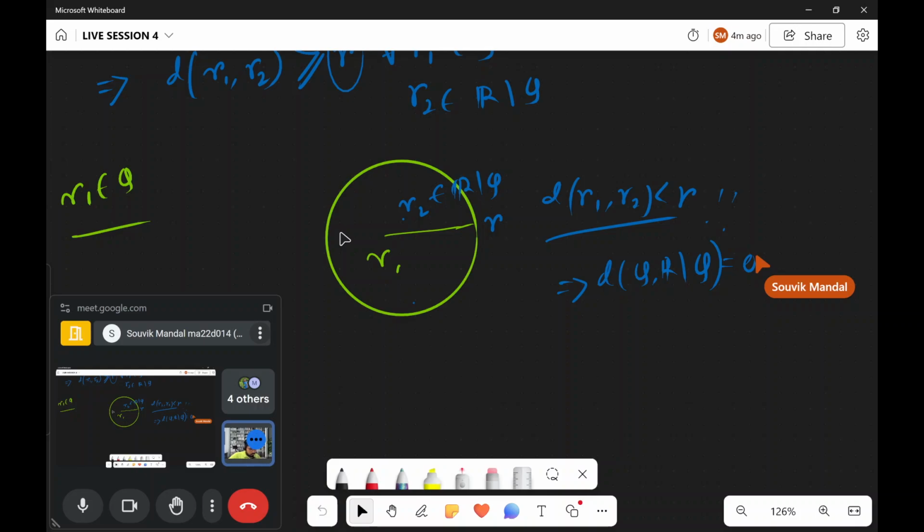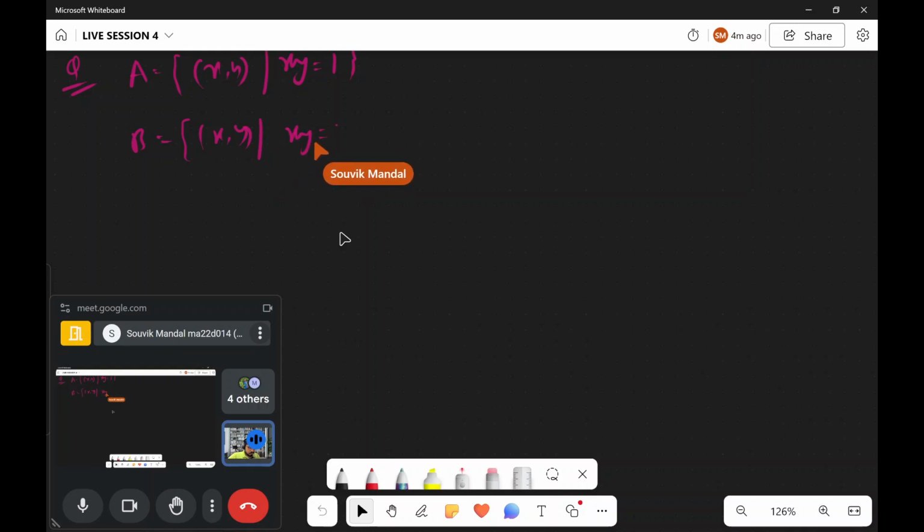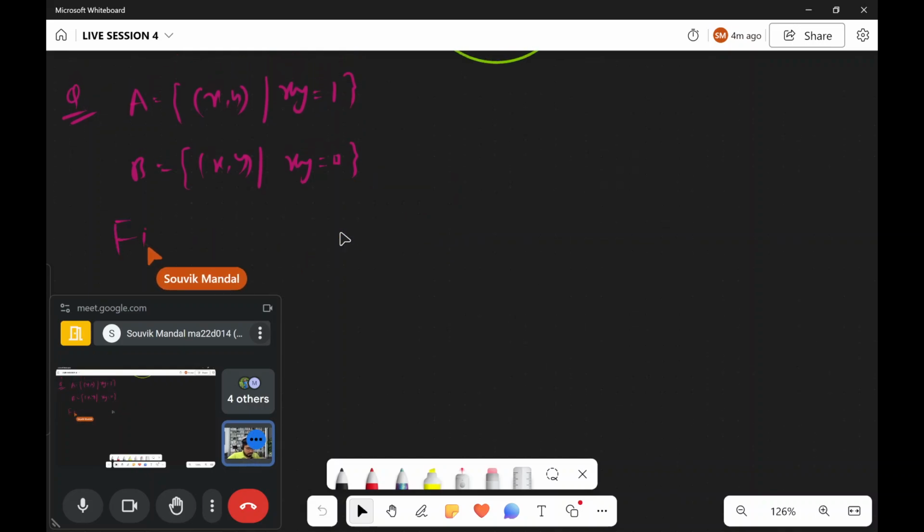So now the following question. Suppose A is the rectangular hyperbola, all those x, y such that xy equal to 1, and B is the set of all x, y such that xy equal to 0. Now the question is to find d of A comma B.